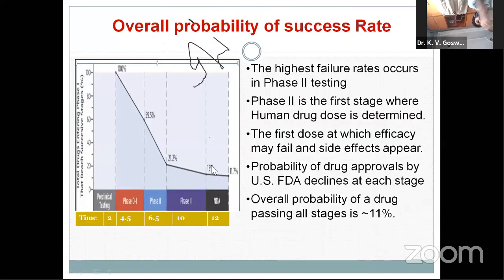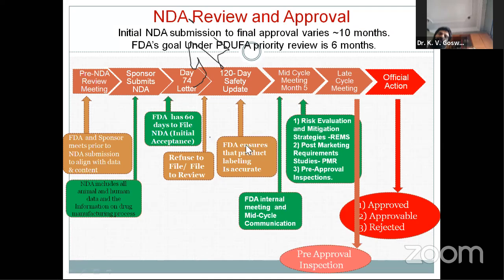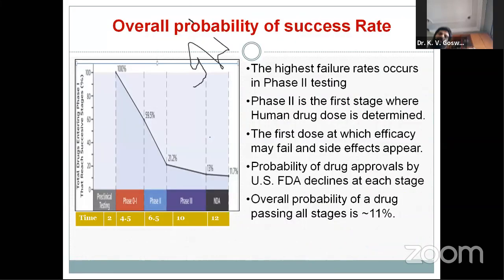So what is the overall probability of success for a drug, going through the whole process of drug development, from phase 1, non-clinical, through NDA? As I mentioned earlier, the highest failure rate occurs in phase 2 testing. Almost 60% of failures occur at phase 2. The reason being, this is the first time we are testing if the drug is efficacious or not. And unfortunately, we do find quite a few times that the drug is not as effective as it is supposed to be.